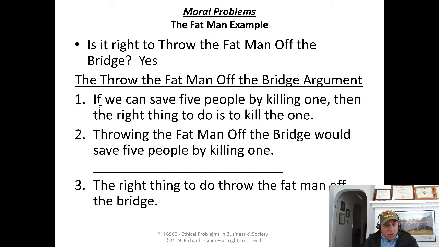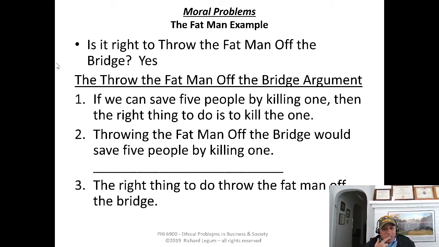First premise, the moral premise, is exactly the same. If we can save 5 people by killing one, then the right thing to do is to kill one. That is the very same one that was the majority opinion in the first case. It was a moral principle supporting the majority opinion. The second one is just a factual premise, based on the way we set up the example. So we're scratching our heads because the logic in both cases is good. Remember, the logic is the connection between the premises and the conclusion. Perfect connection. If those premises are true, the conclusion has to be true in both of these arguments.